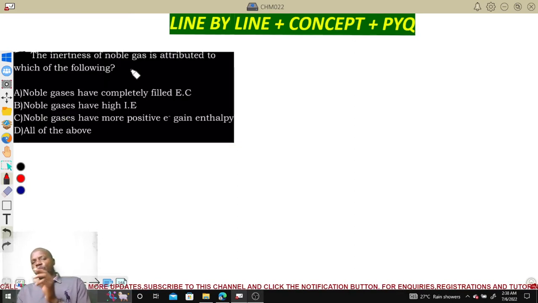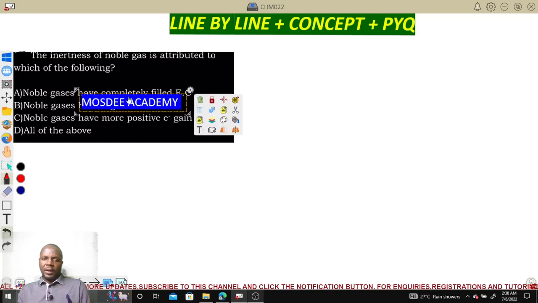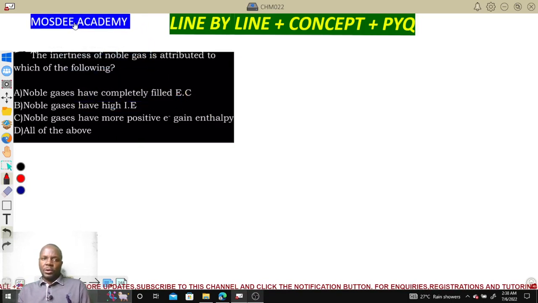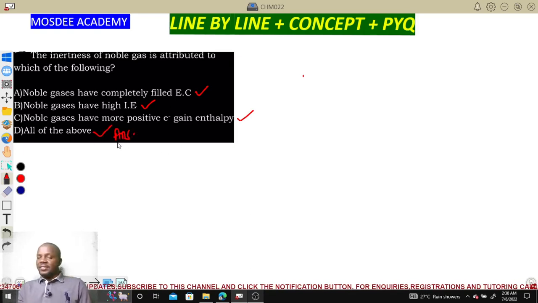The inertness of noble gases is attributed to dash. Everybody should know this. All properties stated there should be correct because noble gases have completely filled electronic configuration. The noble gases have high ionization energy or ionization enthalpy. Noble gases have more positive electron gain enthalpy. Then the answer will be what? All of these listed.